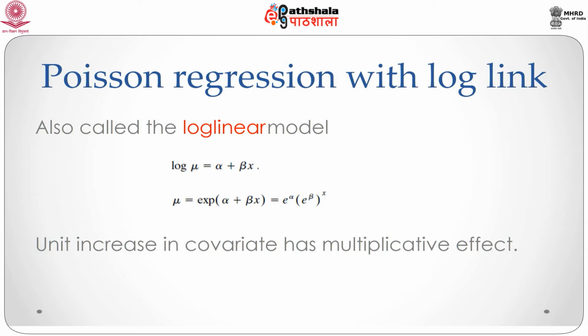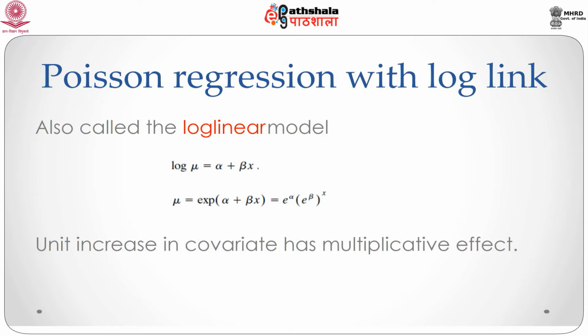This is also called the log linear model. The log linear model simply says that log of mu is equal to alpha plus beta x. Or put in a different way, mu is equal to e to the power alpha plus beta x, or e to the power alpha into e to the power beta times x.